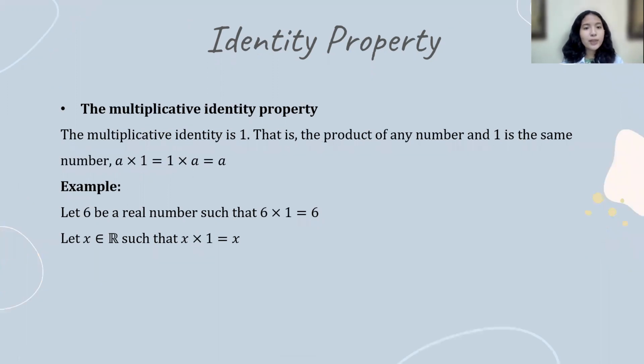And then the multiplicative identity property. The multiplicative identity is 1. That is, the product of any number and 1 is the same number. A times 1 is 1 times A is equal to A. For example, let 6 be a real number such that 6 times 1 is 6. And let x be an element of the real numbers such that x times 1 is x.